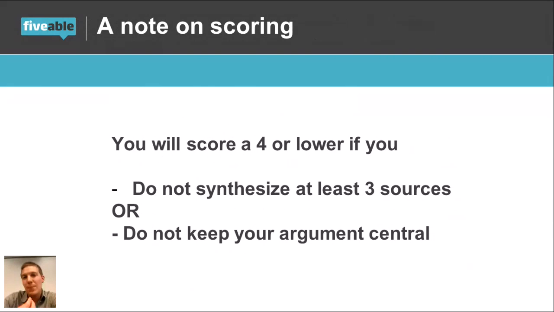Like I said, the bigger problem that I saw didn't cap them at a 4, but it often held them down when they tried to force every source. They ended up just summarizing the sources and not actually using them to argue their point. So that's the second point. If you don't keep your argument central, if you just slip into summary, or what College Board calls substitute a simpler task, which is often just summarizing the issue and not actually putting in your opinion, then you will be capped at a 4.